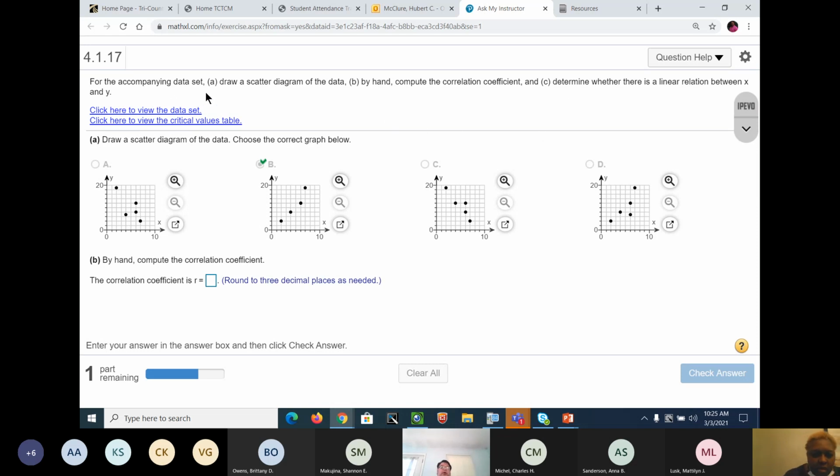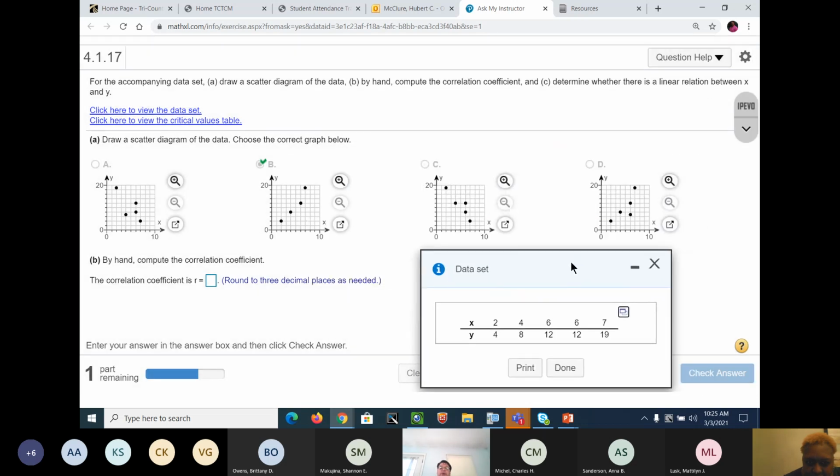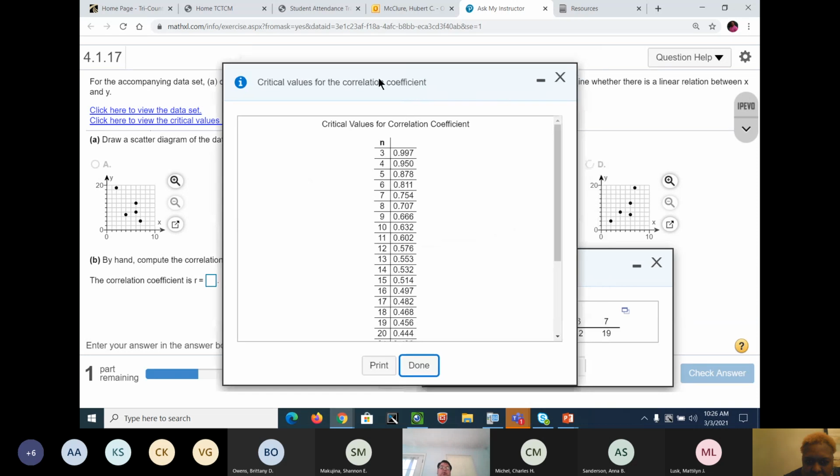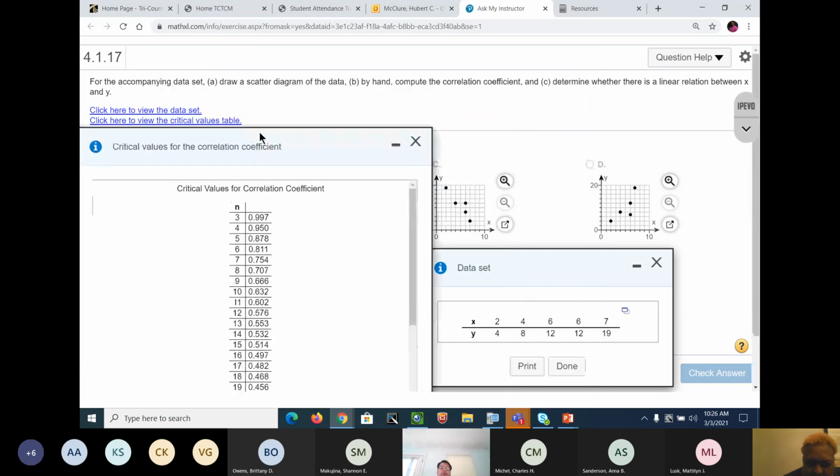So it says, for the accompanying data, draw a scatter plot, compute R, and determine whether there is a linear correlation, not a correlation, but a linear, that means a straight line, between X and Y. And here is the data set. So write those points down. And this is the critical value. Now I'm going to show you how to do this.